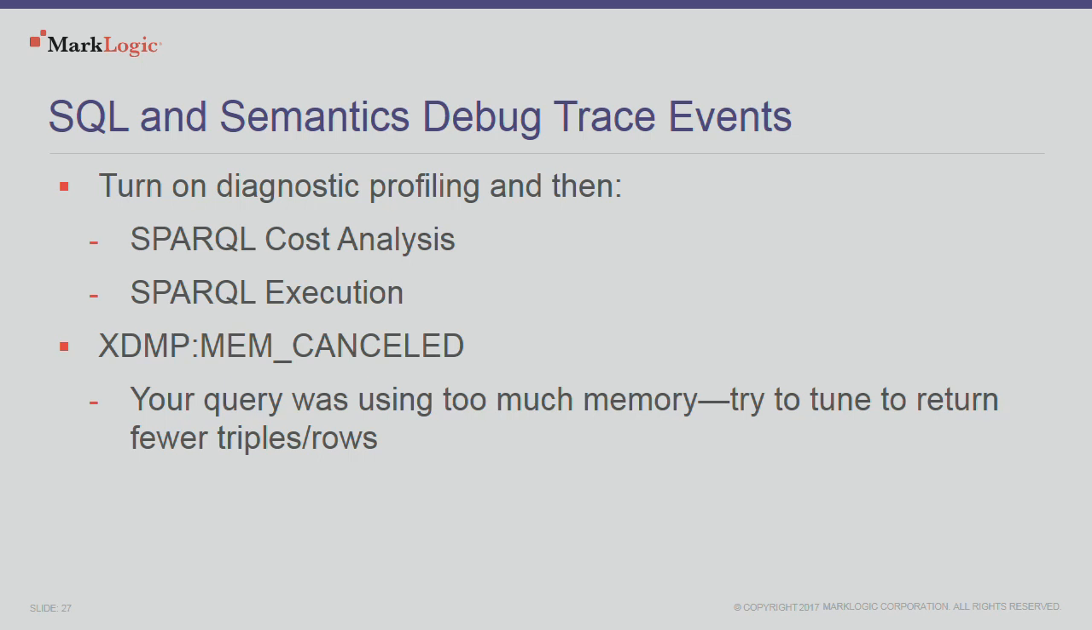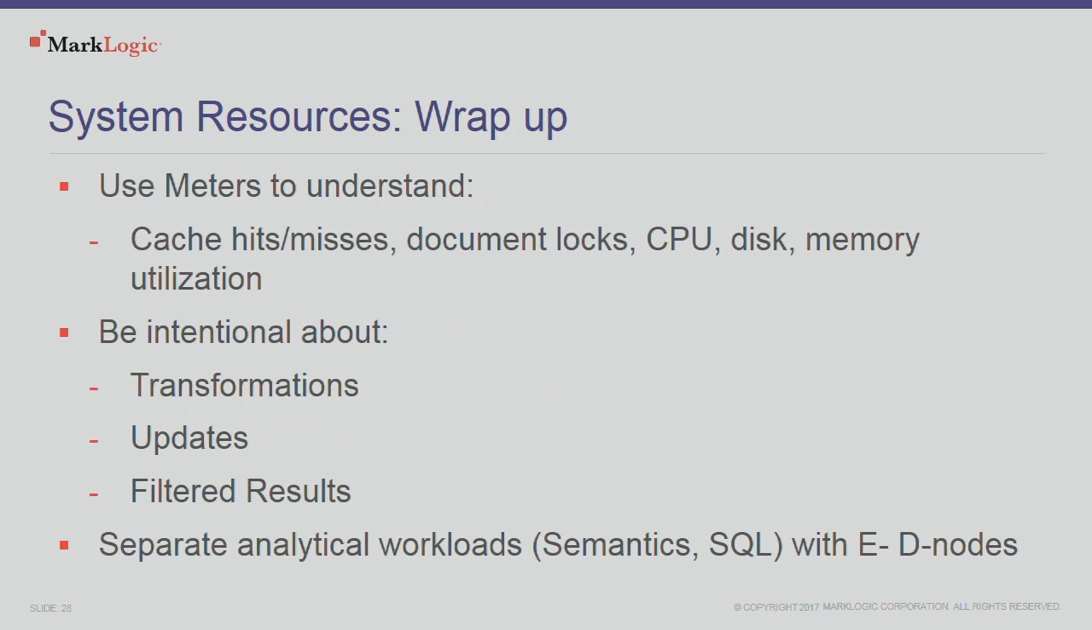There's going to be a semantics workshop actually right after this one, so there'll be a lot more details here, but there's lots of diagnostic events that you can turn on related to SPARQL. You can see what cost analysis is, what the execution path looks like, and finally, if you see a lot of these memory canceled, in our query plan and our query optimizer, we will check to see how much memory we think a query will use. If it's going to vastly exceed your resources, we'll cancel the query. So that might be another reason that you'd see that.